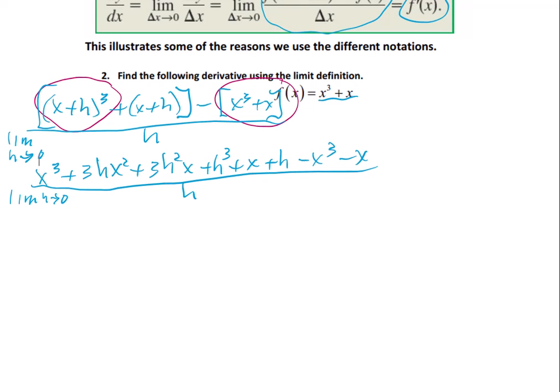Okay, let's see what cancels. x cubed minus x cubed. I've got x minus x. And that's going to leave me, I believe, with 3hx squared plus 3h squared x plus h cubed plus h. All of that over h.